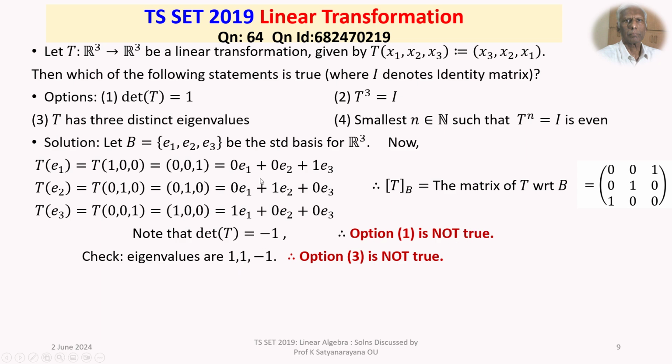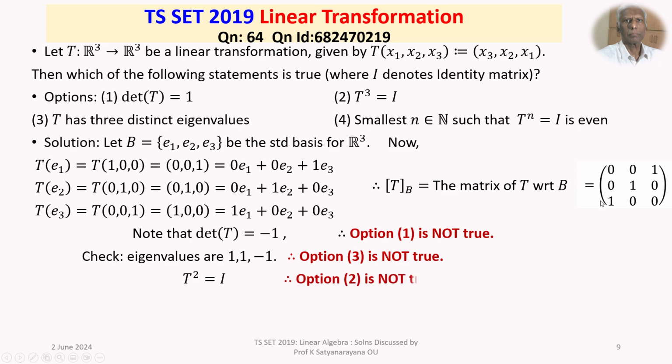And in option 3 it is given that T has 3 distinct eigenvalues. But T has 2 eigenvalues that are the same. They are not distinct. So therefore option 3 is not true. Right.